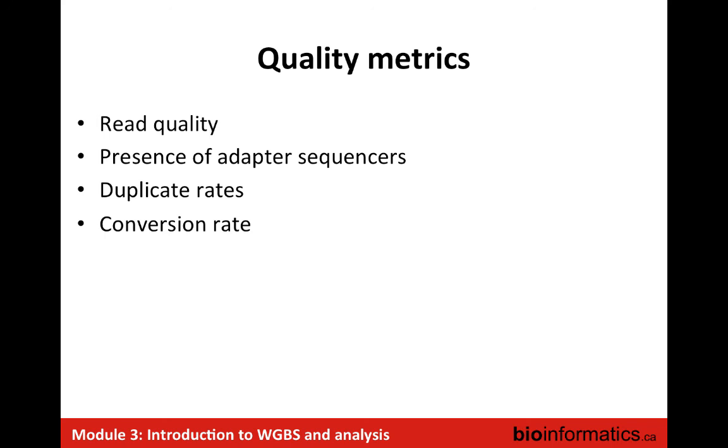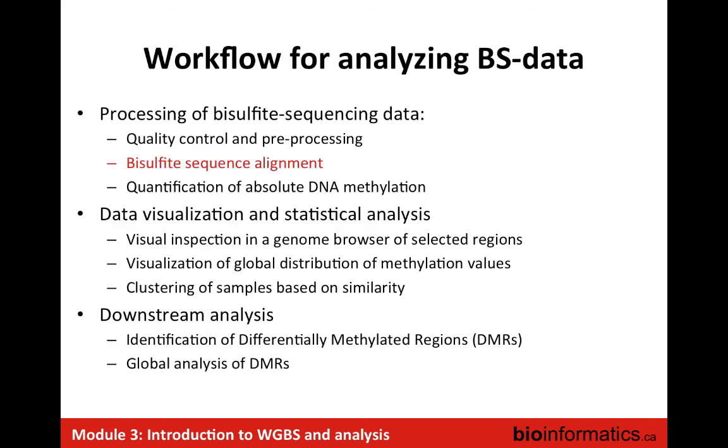So typically, as part of the experiment, you have additional control sequences that are fully methylated or unmethylated, and that allow you to estimate the conversion rate. You need to have a high conversion rate in your experiment to ensure that your estimates of methylation are correct. That usually is done in the initial preparation stage of the library, but it's good to also look at these estimates of conversion rate from the analysis. So this is all part really of the initial quality control and pre-processing.